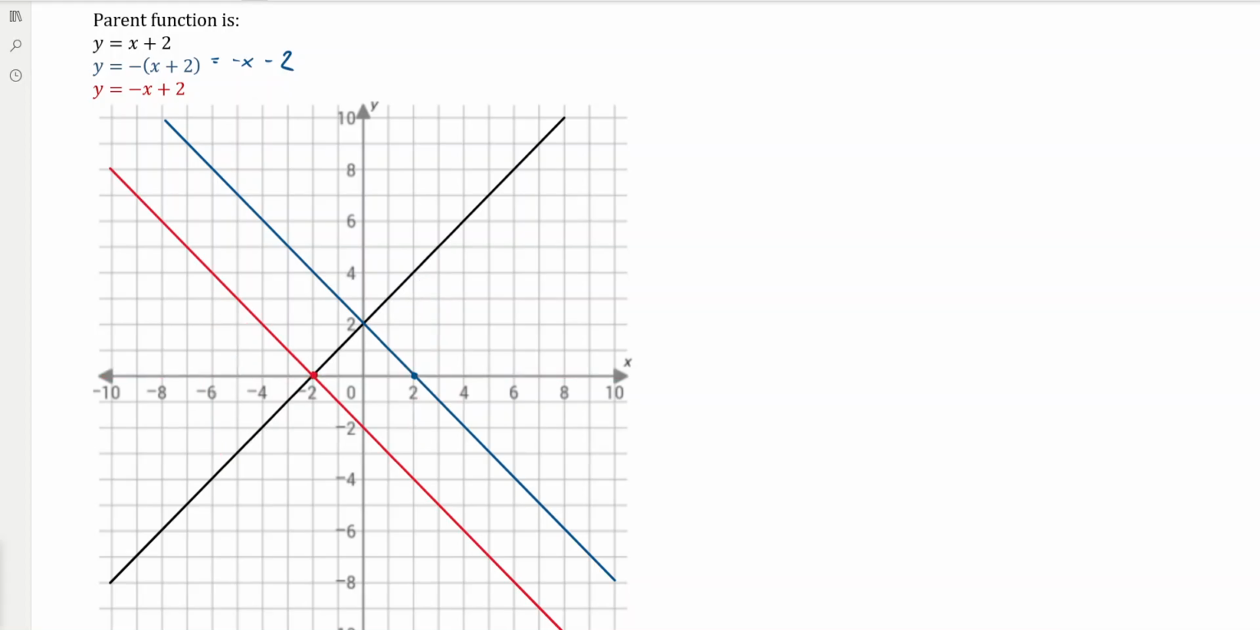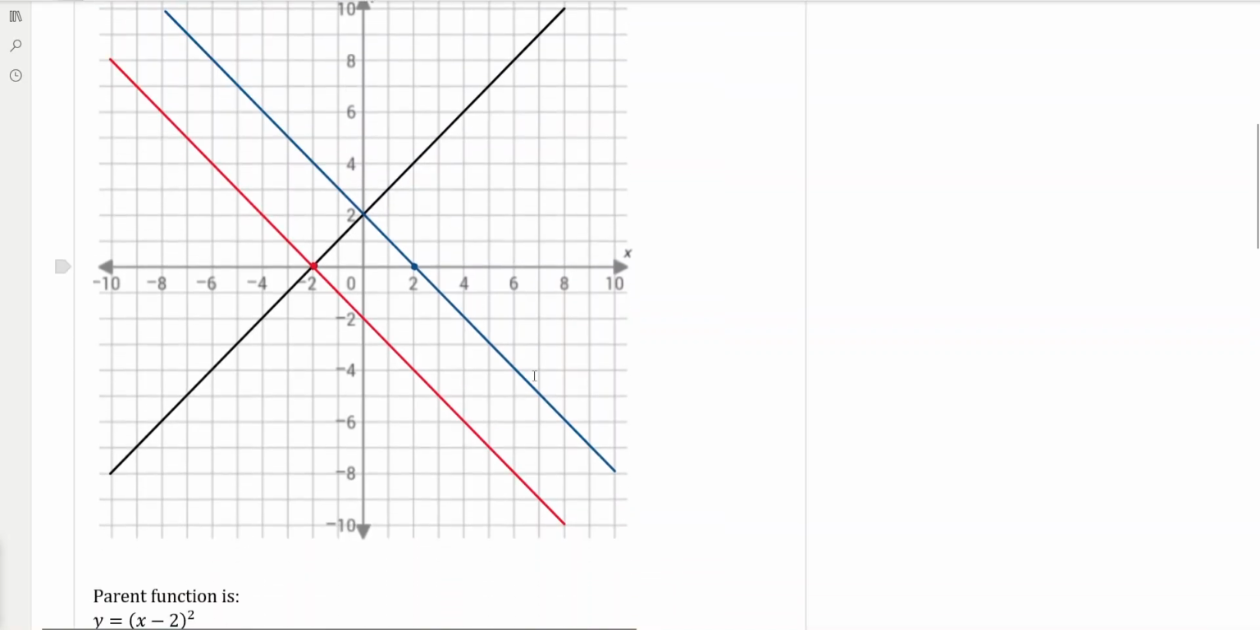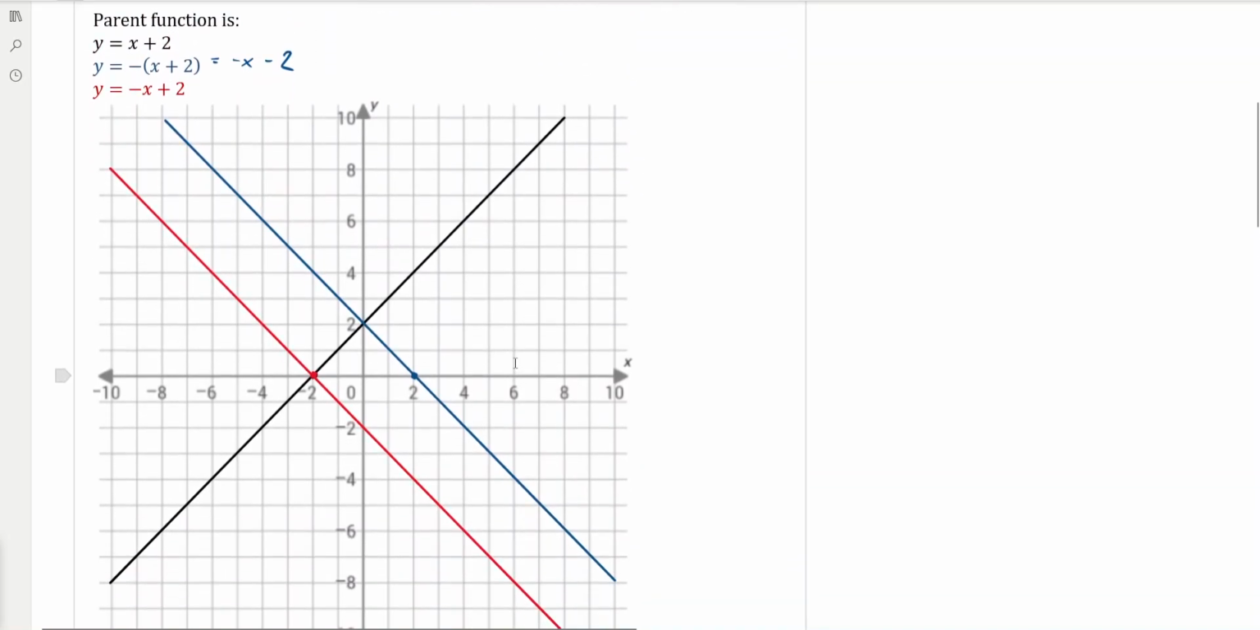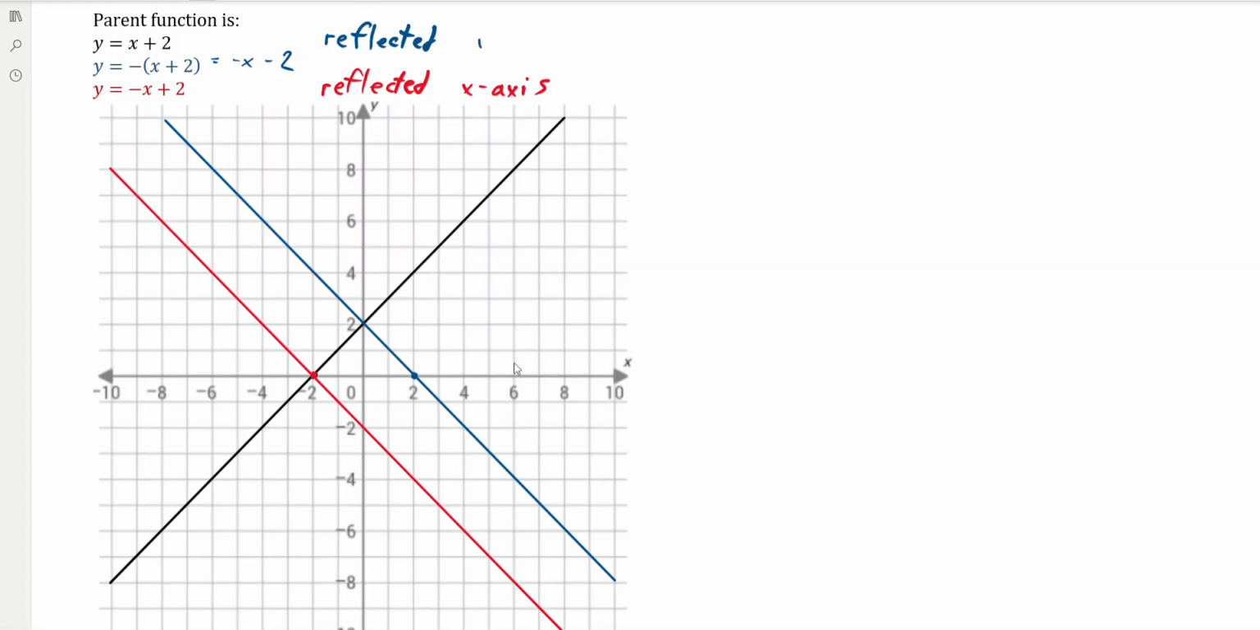So the two different possibilities, they actually look kind of similar in this case, but one is being reflected in the x and one is being reflected in the y. So what's going on? Well, we just said that this one's being reflected in the x-axis, and this one is being reflected in the y-axis.